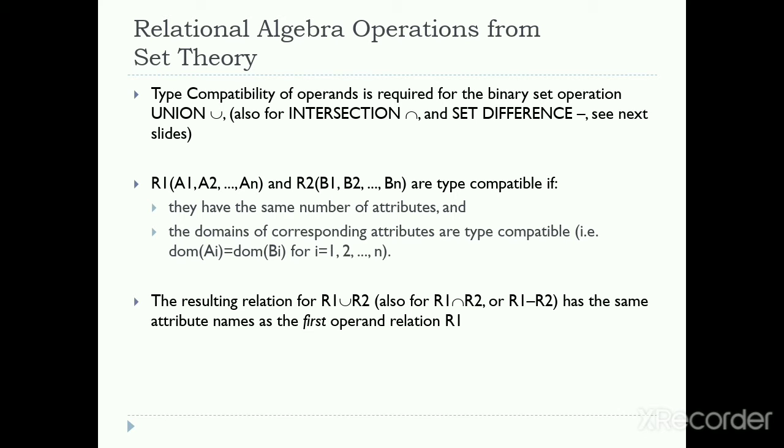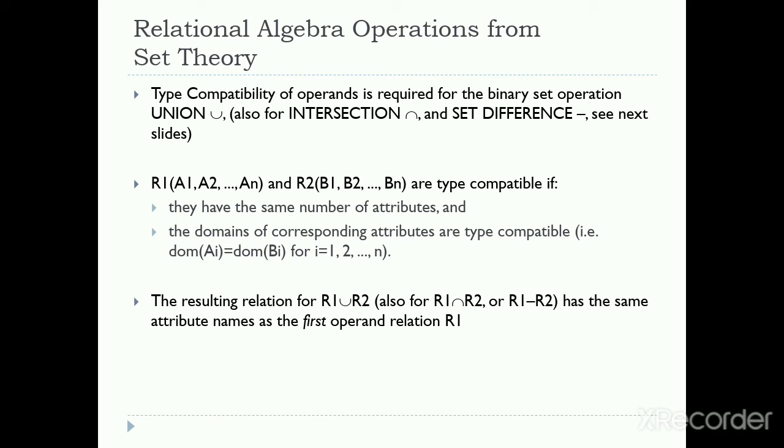Now we'll see formally how we can define type compatibility. For all the operations like union, intersection and set difference, the operand relations must be type compatible. If I take R1 and R2 as two relations, the attributes in R1 are A1, A2 and so on, and in R2 we have B1, B2 and so on. Both operand relations must have the same number of attributes.